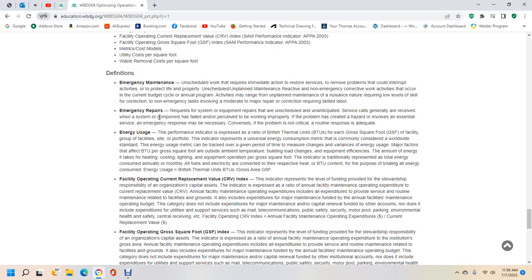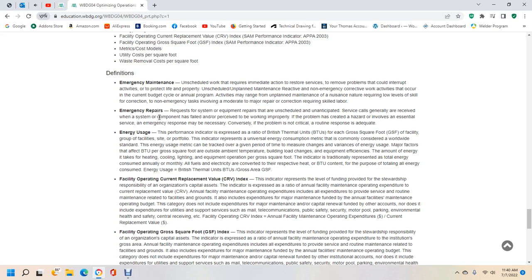Definition of emergency maintenance: unscheduled work that requires immediate action to restore service or remove a problem, interrupting other activities to protect life and property. Unscheduled, unplanned maintenance also includes relatively new, non-emergency corrective work or activities that occur within the current budget cycle of the annual program. These activities may range from unplanned maintenance requiring low levels of skill for correction to non-emergency tasks involving moderate to major repair that require skilled labor.